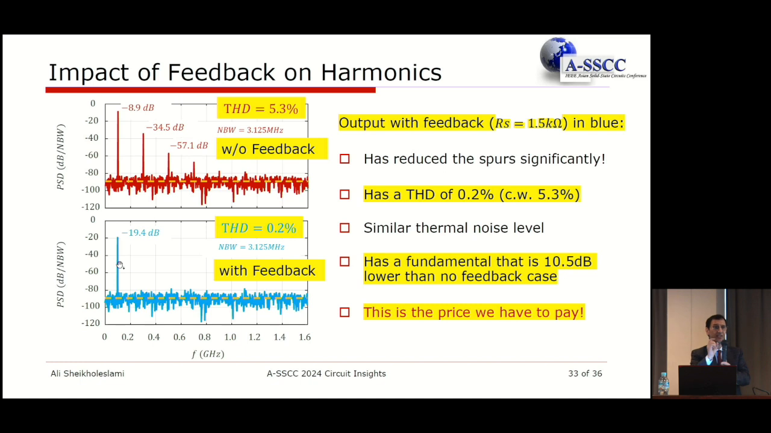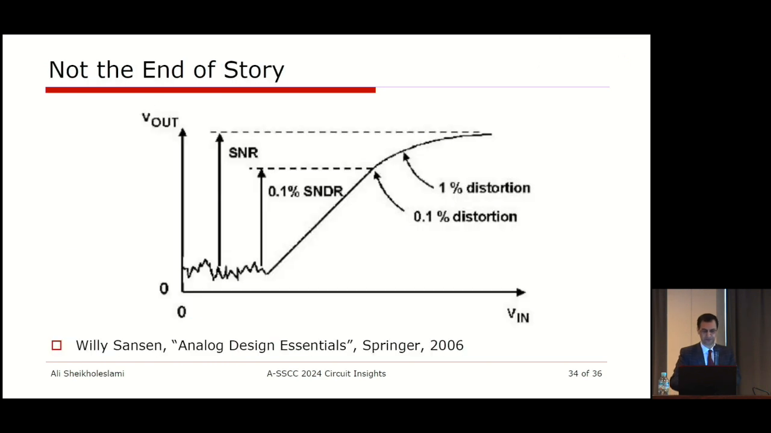But in this process, something happened. The actual tone was minus 8.9 dB when you didn't have feedback. Once you went there, it's minus 19.4. So the gain reduced. This is the price you pay. You reduce gain, but then you can improve distortion significantly.